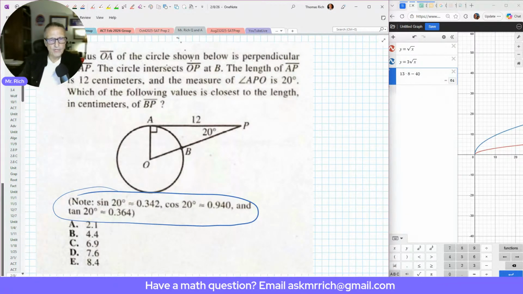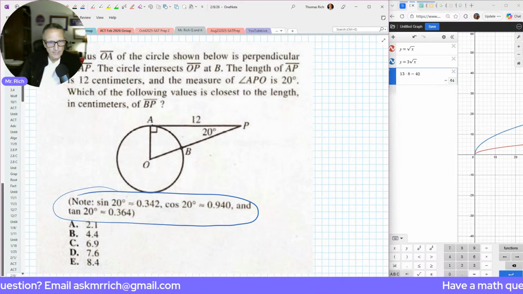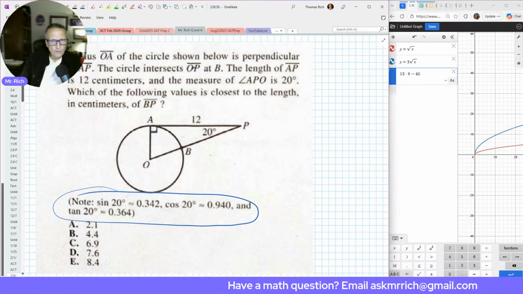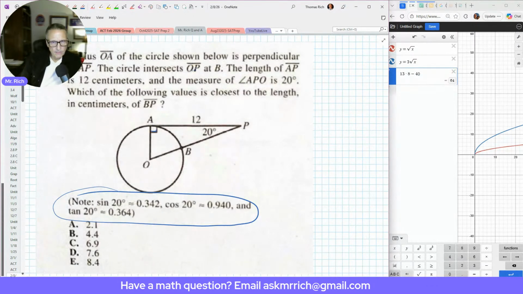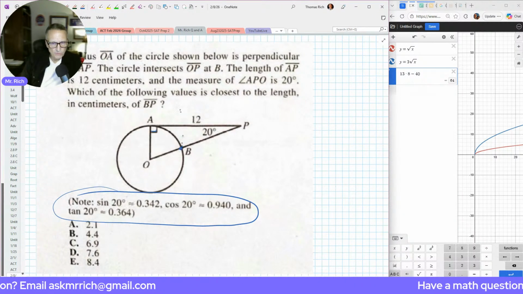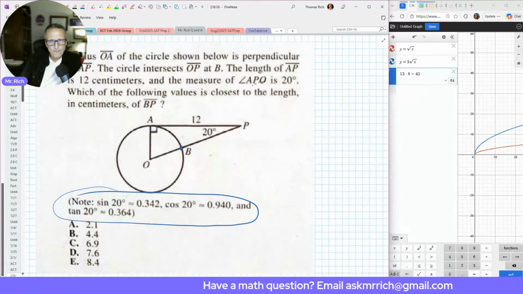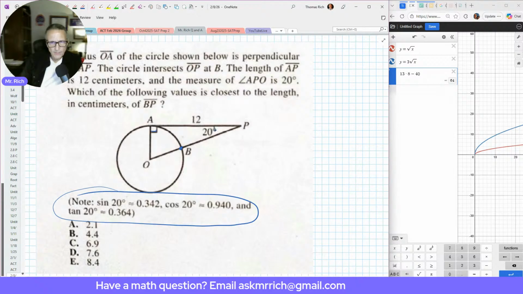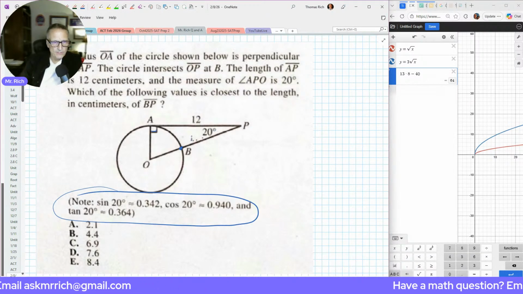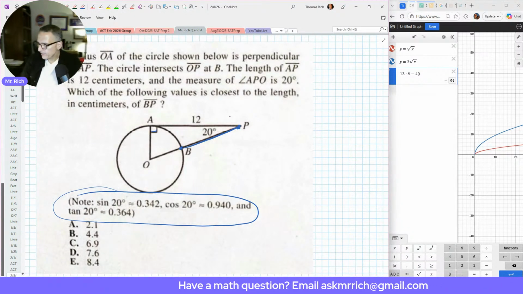So this says that radius OA of the circle shown below is perpendicular to line segment AP. Okay, yeah, that's shown right here with this right angle. The circle intersects segment OP at B. Yeah, okay, so B is on the circle is what they're telling us. The length of segment AP is 12, right? That's marked on there. And the measure of angle APO is 20. Sure, I see it marked there. Which of the following is closest to the length in centimeters of segment BP? So they want us to find the length of that segment right there.